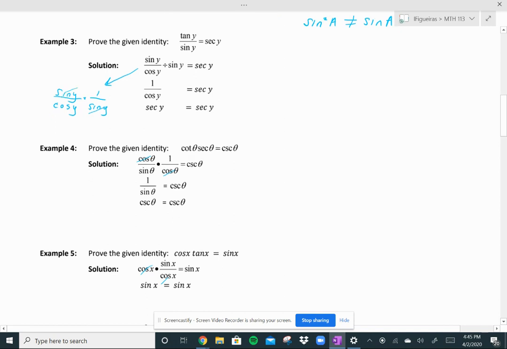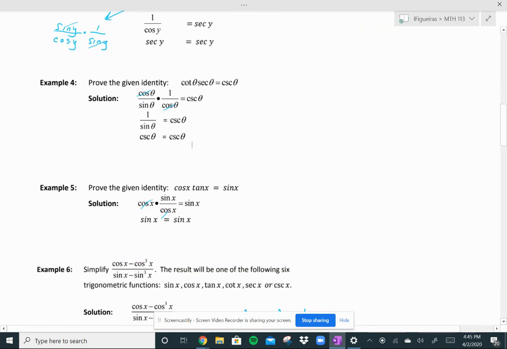Okay, next example is very similar. We want to prove that cosine of x times tangent of x equals sine of x. So first rewrite the left side in terms of sine and or cosine. So the only thing you can really change is tangent, and tangent is sine over cosine. So I have cosine of x times sine of x over cosine of x, and we want to make sure that equals sine of x. Well, this one simplifies pretty quickly because the cosines cancel, and you're left with the left side and the right side are both equal to sine.